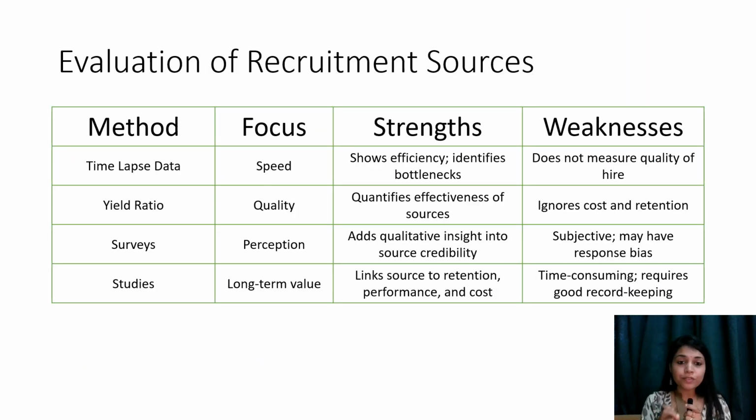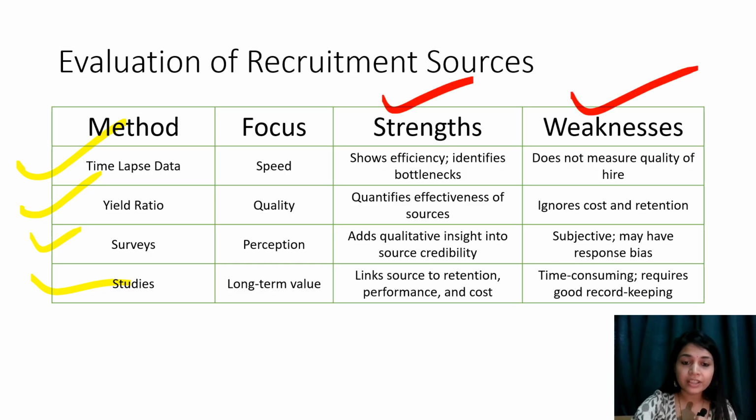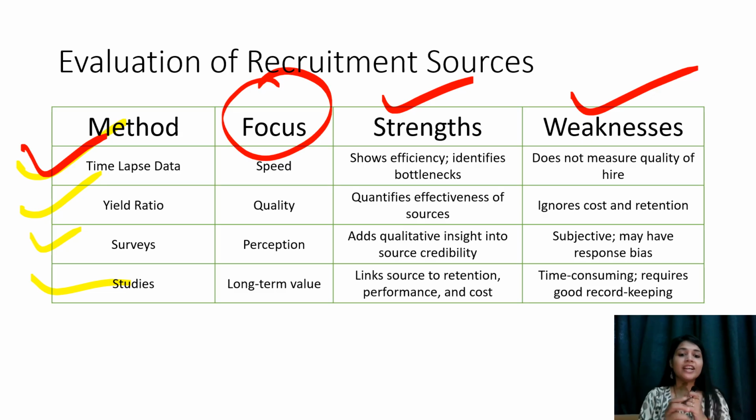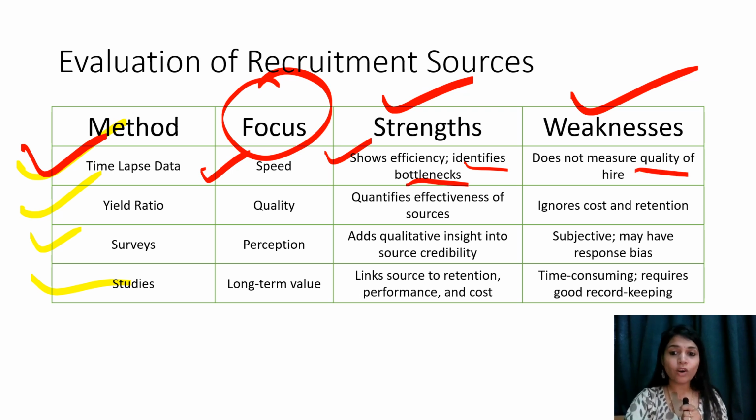This is the evaluation of the entire lecture, where all the four methods are discussed in terms of their strengths and weaknesses, apart from the focus. First we studied the time lapse data, which talks about speed. Remember the formula: time lapse equals date of hire minus the date the vacancy was announced or communicated. The strength is it shows efficiency and identifies the bottlenecks. But the weakness is it does not measure the quality of hire. It only talks about the quantity.